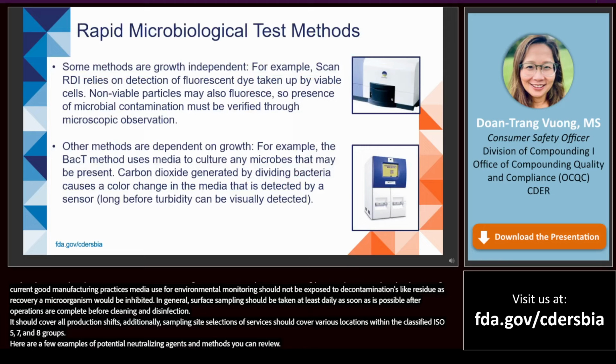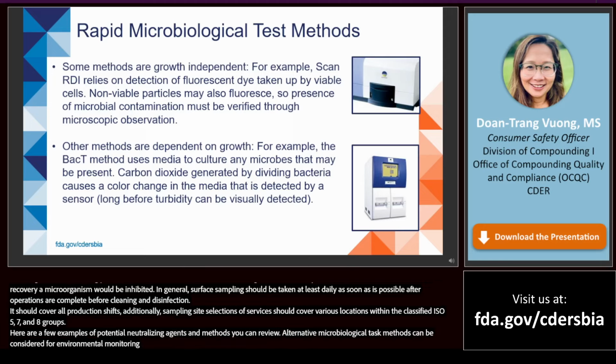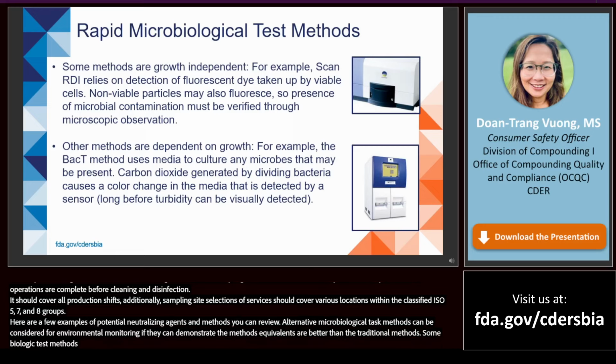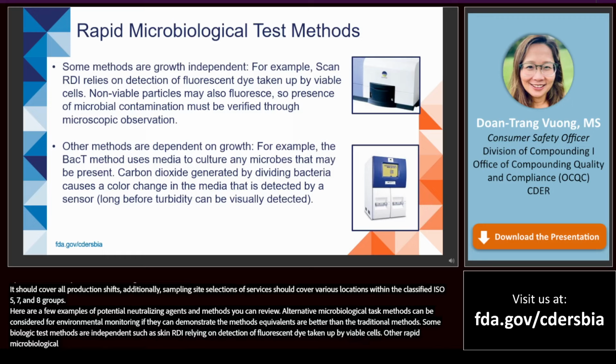Alternative microbiological test methods can be considered for environmental monitoring if it can demonstrate that the methods are equivalent or better than the traditional methods. Some rapid microbiological test methods are growth independent, such as ScanRDI, relying on the detection of fluorescent dye taken up by viable cells, while other rapid microbiological test methods, such as the BACT method, are growth dependent.